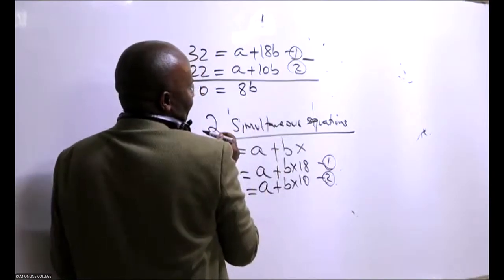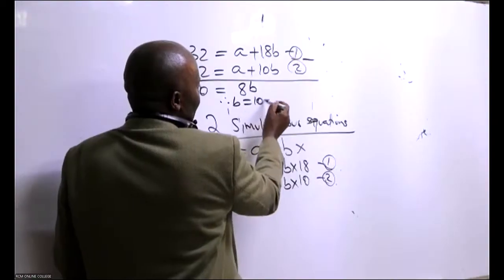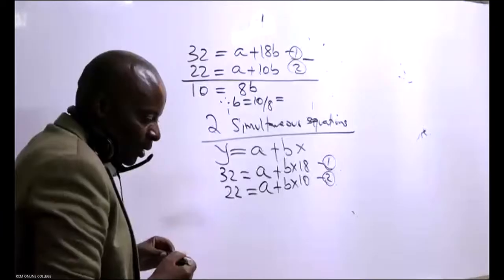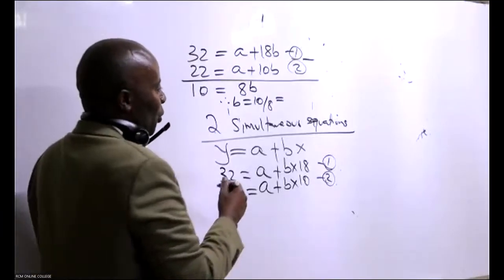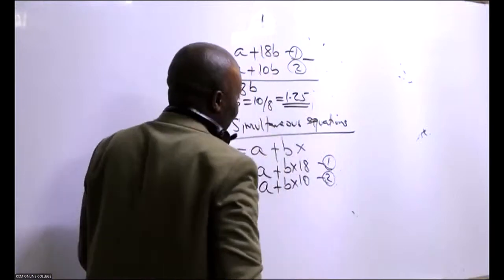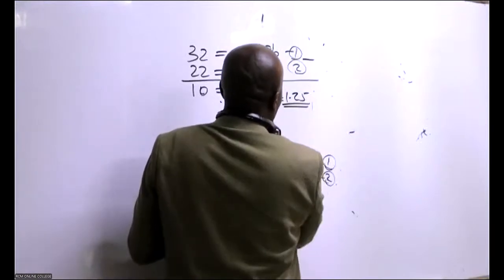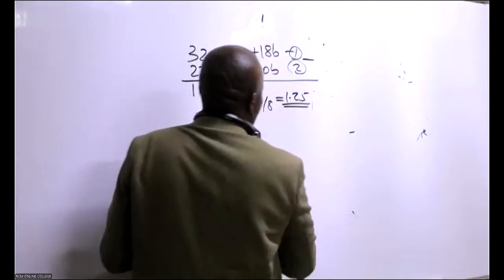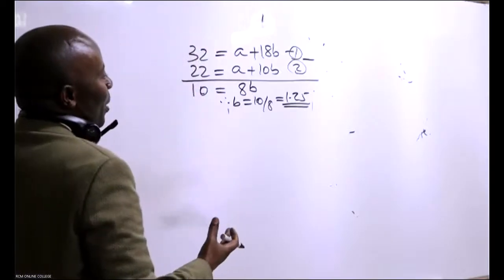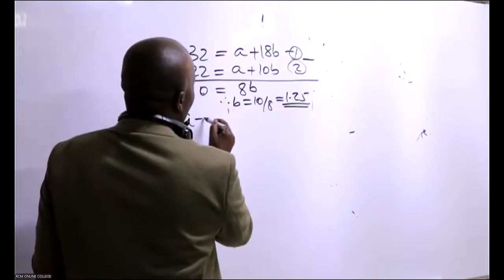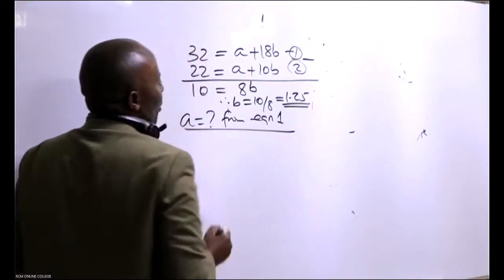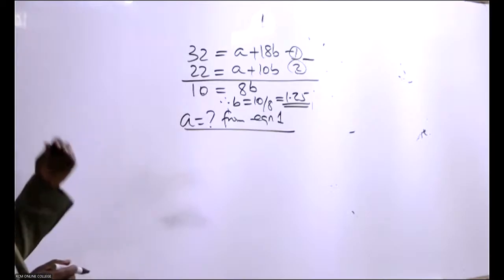8b, isn't it? Therefore, b will be 10 over 8. So 10 over 8. Thank you so much. What are they getting here, somebody? 1.25, isn't it? Thank you so much. So then, having gotten the value of b, we can easily go to any of the two equations and get the value of a. So what will be the value of a from equation 1? Please try that out.